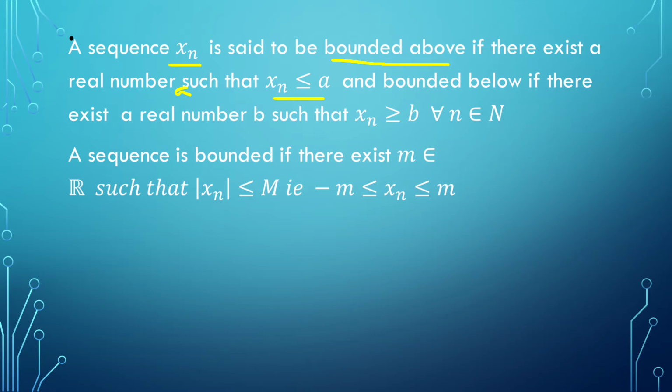Again, we say that the sequence xn is bounded below if there exists a real number b such that the sequence is greater or equal to that b. Remember, this is for n in N.